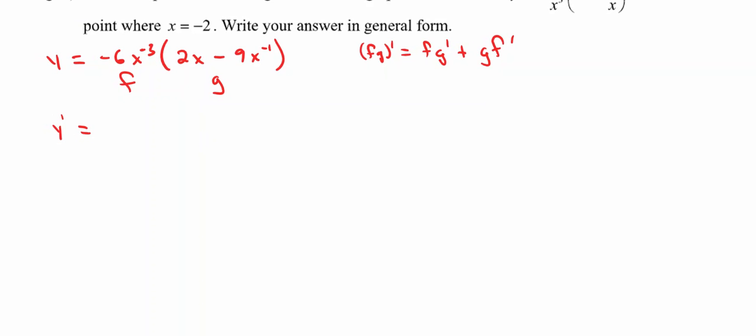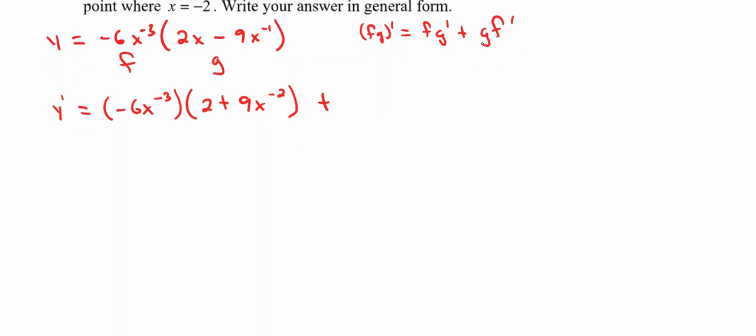So this would be negative 6x to the negative 3, just writing down f again, times the derivative of g, which would be 2 plus 9x to the negative 2, plus the derivative of f. Either one would work, but we'll say 2x minus 9x to the negative 1, just writing it again, times 18x to the negative 4. Okay, just the derivative of f there.